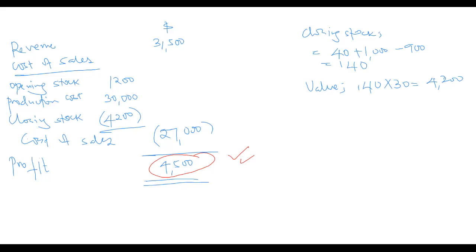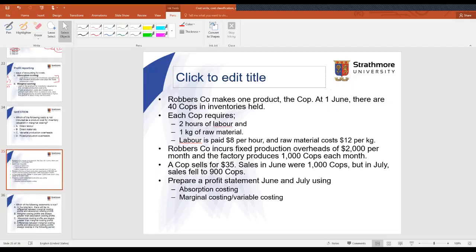Okay, great. So that was on how we report based on the marginal and the absorption costing method. So I have a question here.